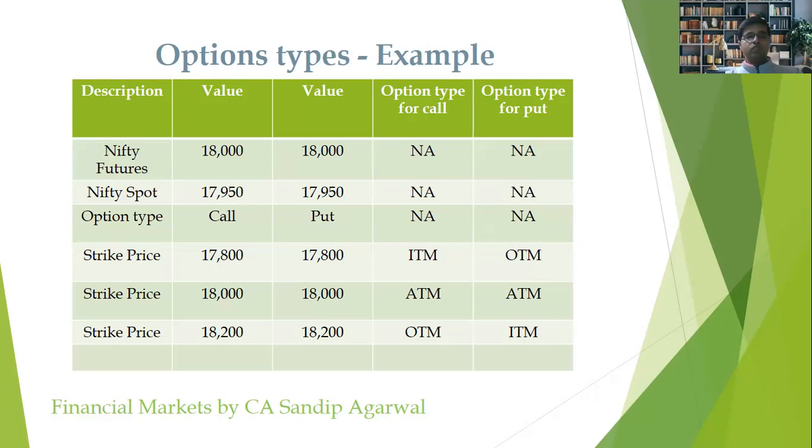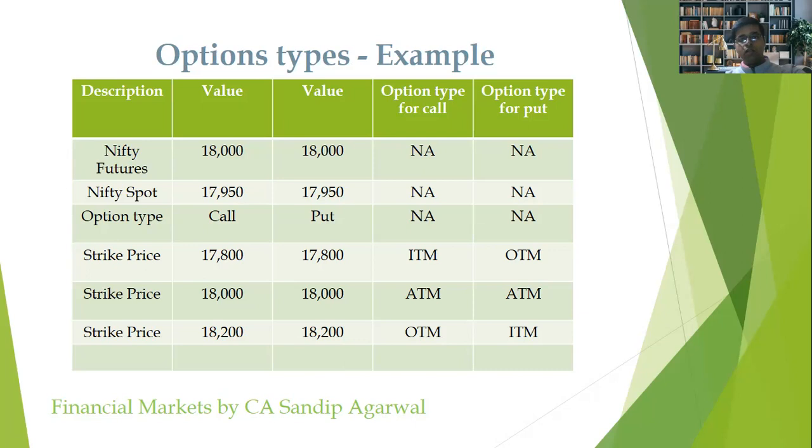See, Nifty futures is trading at 18,000. Nifty spot is 17,950. Like I have explained in the first video of my option basics, the price of a call option and a put option is always derived from the Nifty futures and not from the Nifty spot, even though at the expiry of the current contract, the Nifty futures and Nifty spot will be equal.